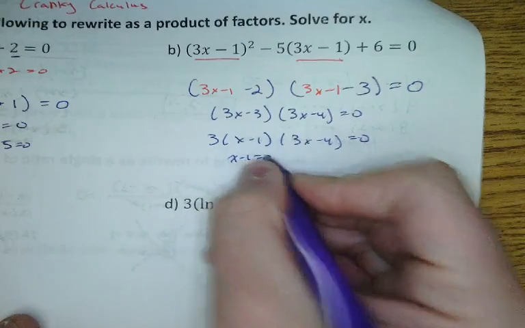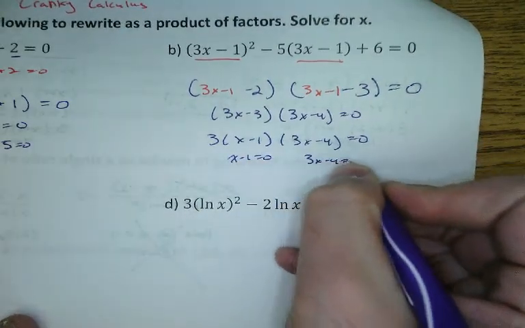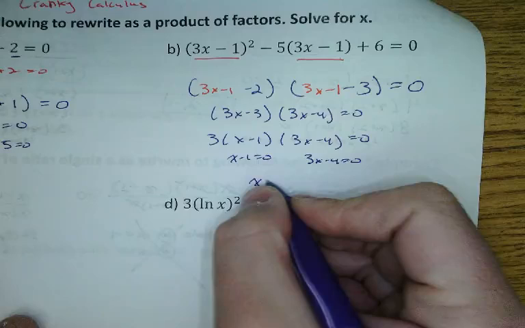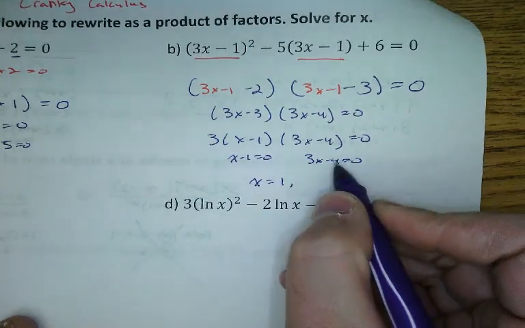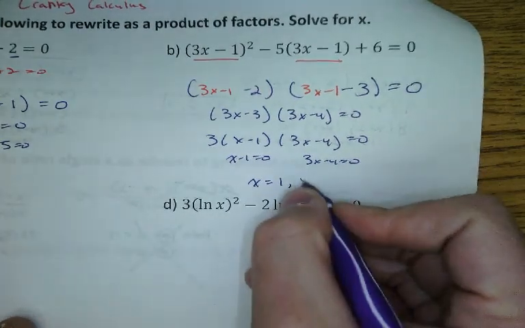So we're going to get x minus 1 equals 0. And we're going to do 3x minus 4 equals 0. For the first one, we're going to get x to equal 1. For the second one here, if you add 4, divide by 3, you're going to get 4/3.